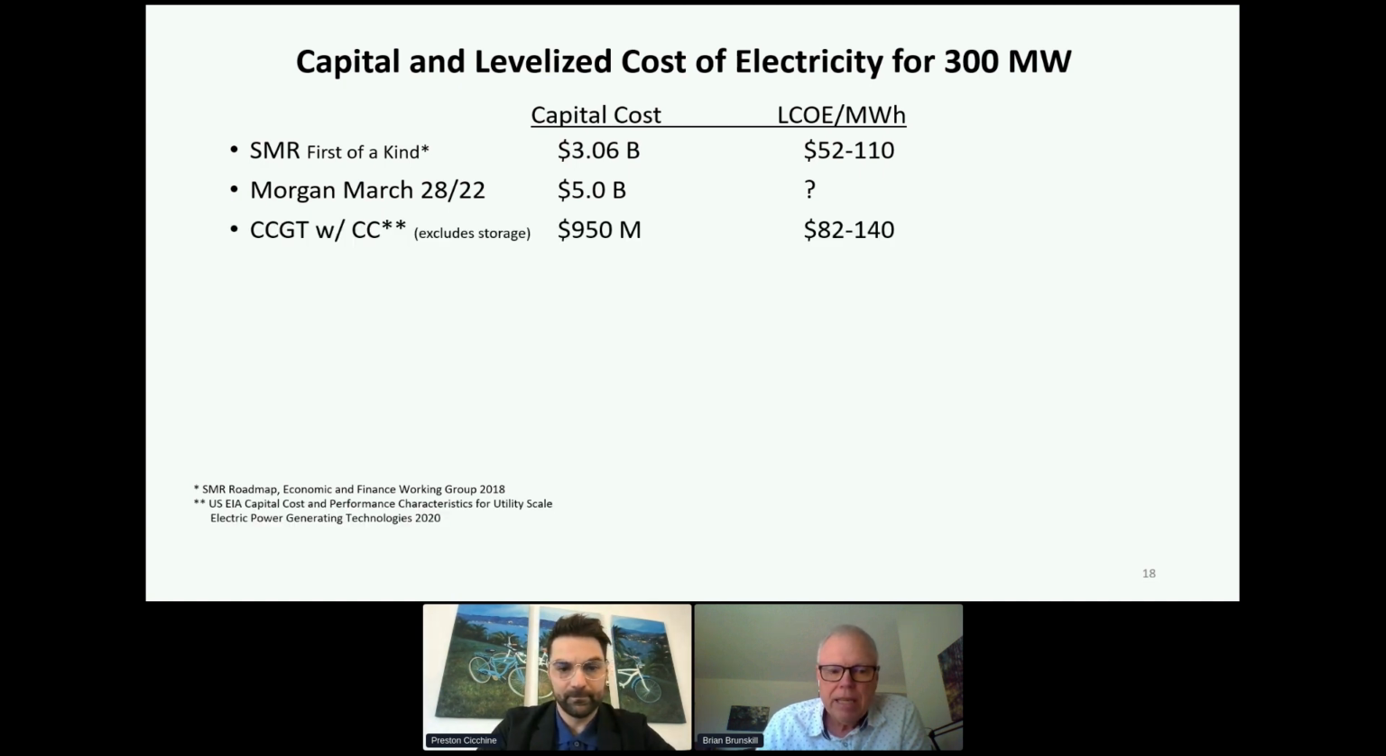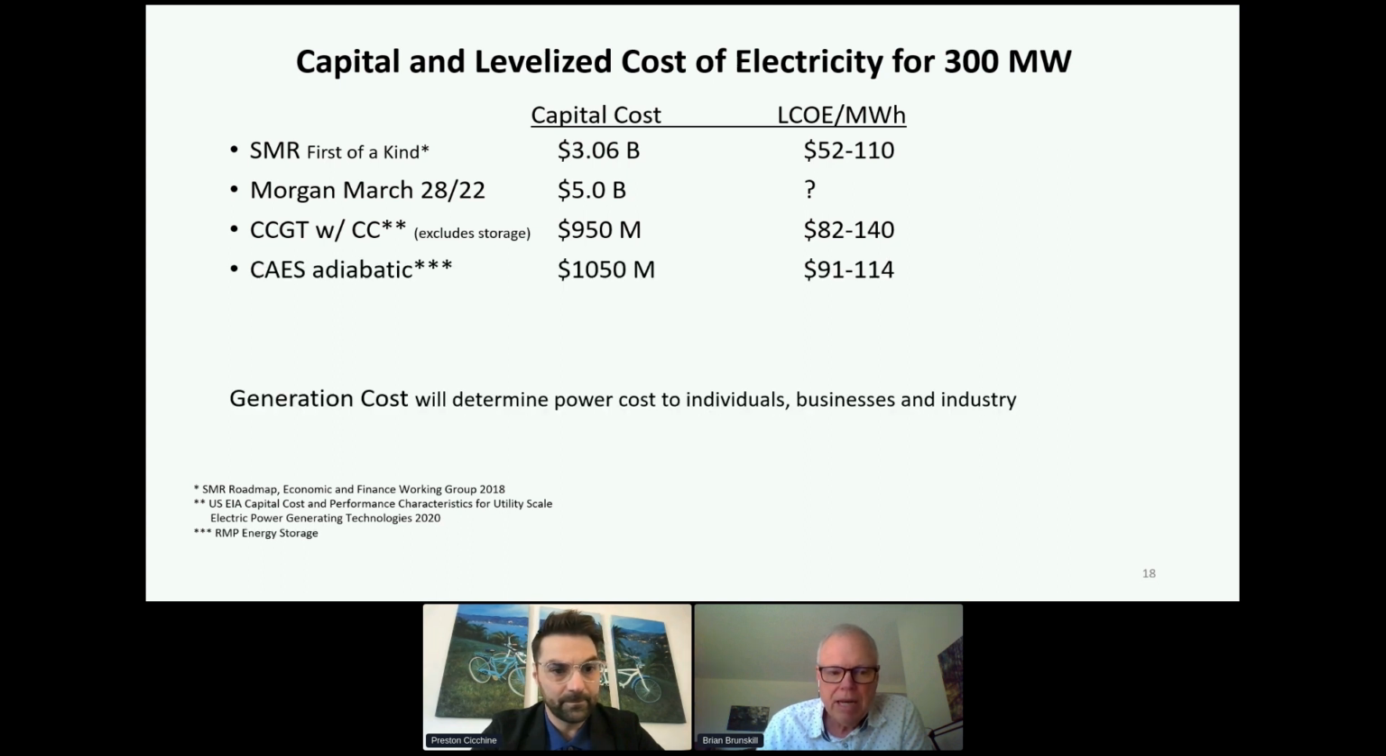We have combined cycle gas turbine generation with carbon capture. Excluding storage, that's a little under $1 billion for the capital cost, with an estimated levelized cost of electricity of $82 to $140 per megawatt hour. This is from the US EIA document of 2020. And we have adiabatic CAES, which is a little over $1 billion for a 300 megawatt facility, with an estimated levelized cost of electricity from $91 to $114 per megawatt hour.